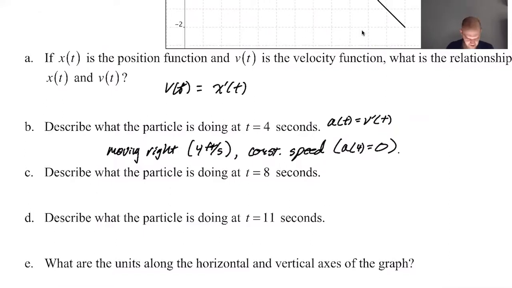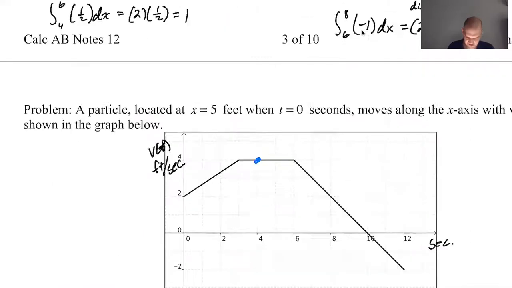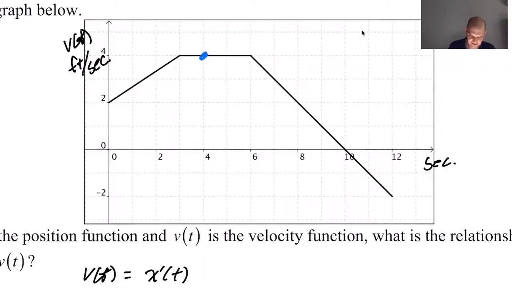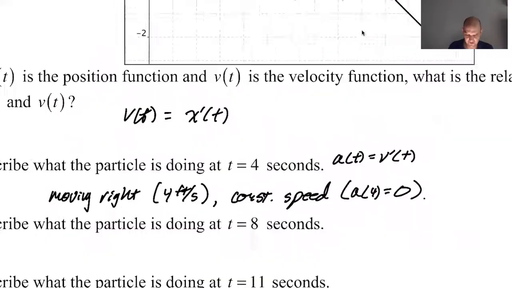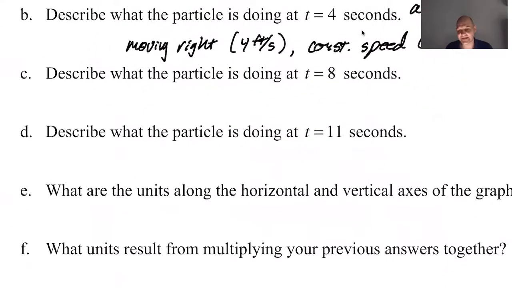Don't know why. Describe what the particle is doing at t equals 8 seconds. So t equals 8 seconds is going to be here. Your velocity is 2. You're above the axis, so you have positive velocity, but your acceleration, what's the slope here? We're going down 4 over 4, so it is -1. So you have a positive velocity and a negative acceleration. So you're moving to the right, but your speed is decreasing.